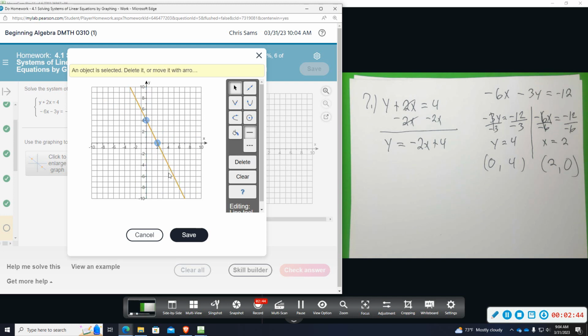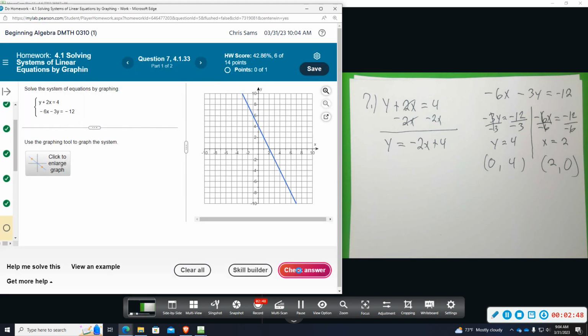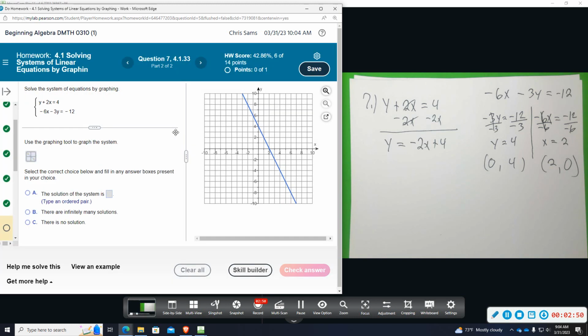Okay, now look, it's the same exact line. So this is one of those special case scenarios where you get the same line, which means there are infinitely many solutions, because every point on the line is a solution because they touch everywhere.